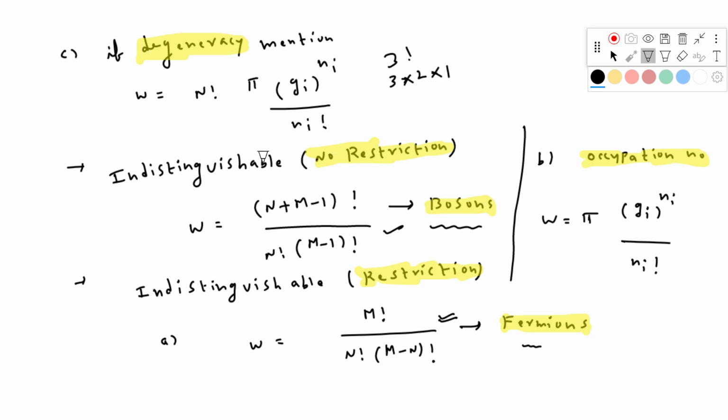Then you have to use Pi, meaning multiplication, z_i power n_i by n_i factorial. Here z_i is the degeneracy of the ith level and n_i is the number of particles in the ith level. You have to multiply this whole term. Suppose I have the first level: z1 power n1 by n1 factorial into z2 power n2 by n2 factorial, like that you have to multiply. So this is the next formula.